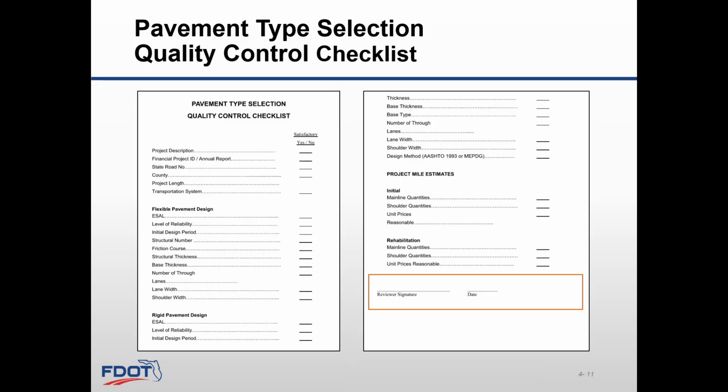The following pavement type selection checklist needs to be included in every pavement type selection report. This checklist outlines all the elements needed to be included in the report. That includes basic project information, elements analyzed for flexible design and rigid pavement design to compare, project mile estimates for initial and rehabilitation. This checklist needs to be signed at the bottom and dated by an independent reviewer different from the person that prepared the report, preferably the QC reviewer, for consistency.